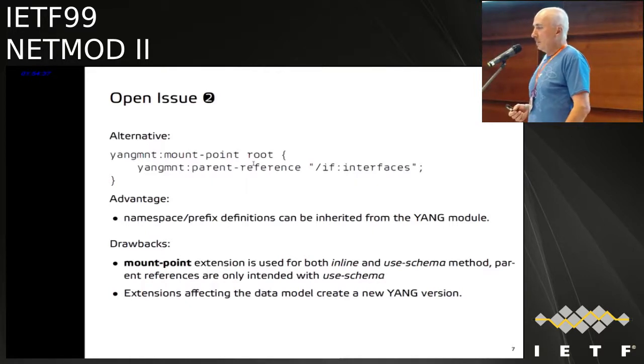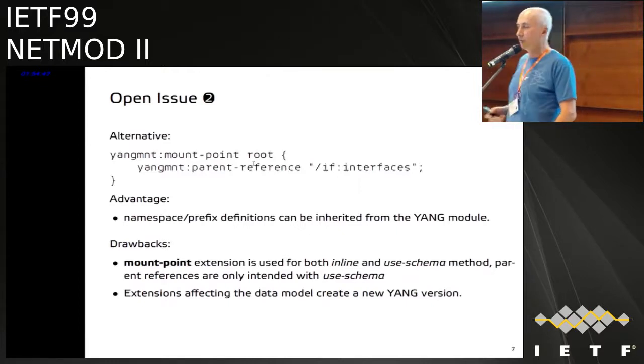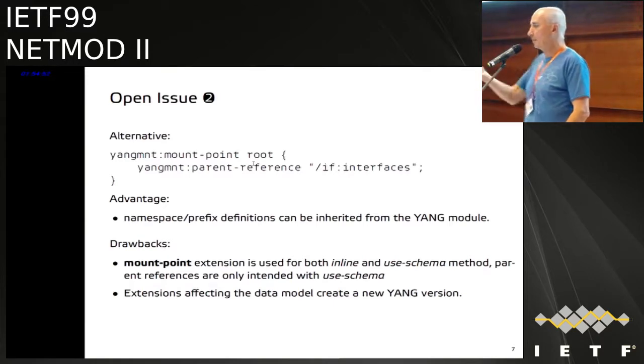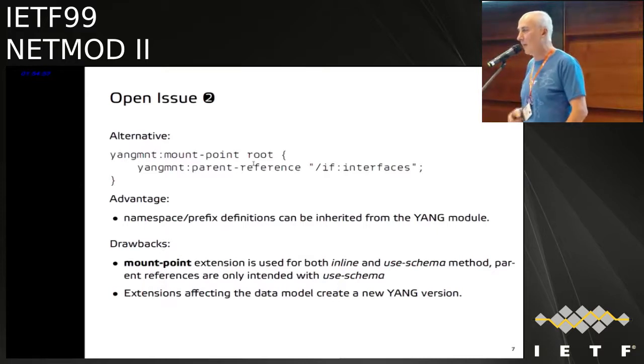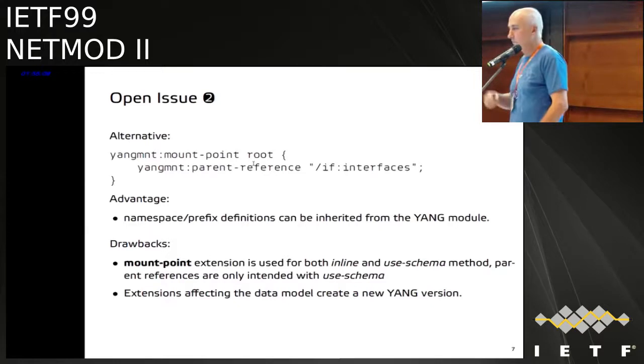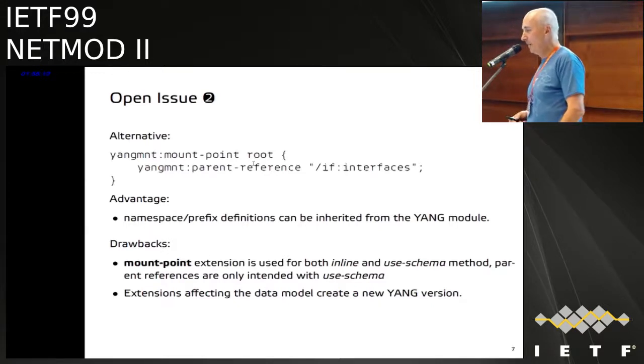First, because we use this mount point extension both for the inline and use schema methods, and as I said, we want to use these parent references only for use schema. It means that if a mount point is used for inline and contains this parent reference, it doesn't make any sense. So we would need to add some rules to say that in this case the parent reference is ignored, let's say. So it really, again, makes it a bit confusing.